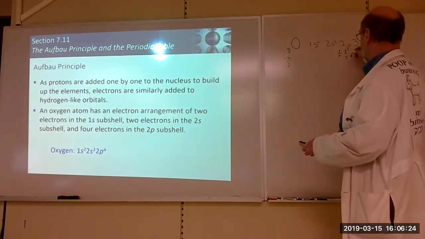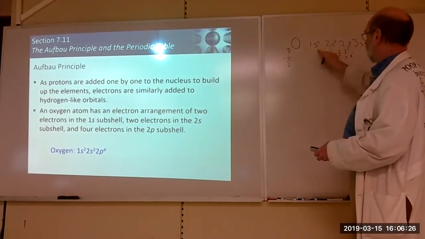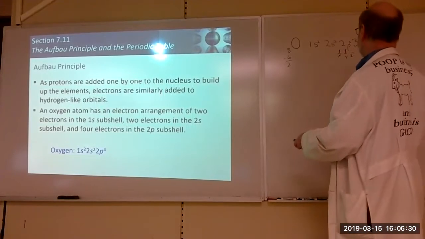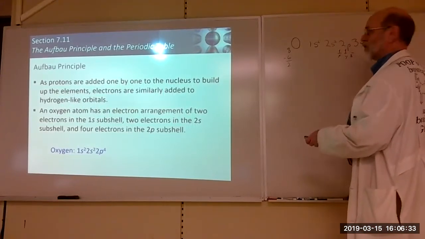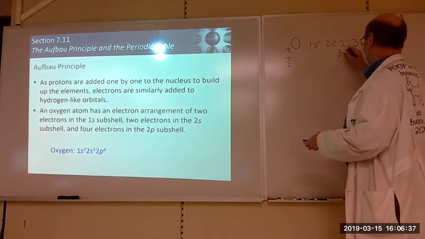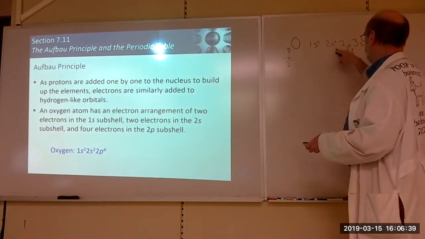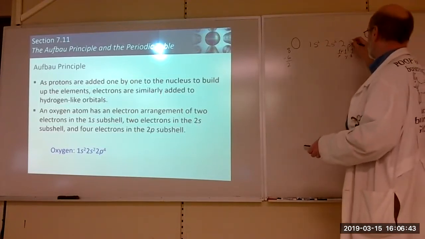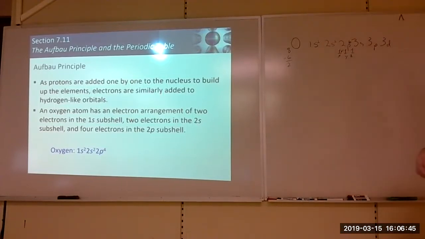So oxygen is going to have two here. So it'd be 1s2, 2s2, 2p2. Oh, wait a minute, four. How did I do that? Four. Sorry. Y'all are giggling at me, aren't you? Two, four, six, eight. There we go. So it's going to be 1s2, 2s2, 2p4. That's the electronic structure for oxygen.